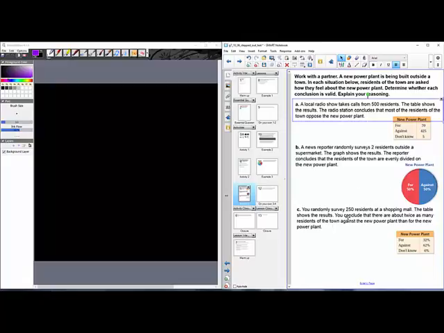And it says you randomly survey 250 residents at a shopping mall. The table shows the results, and that there are twice as many residents in town against the new power plant as for the new. Well, here's the thing again, 250 is a lot, and I like that. I think that's great. The problem, though, is we don't know where these people live in relation to the power plant. If the shopping mall is located right next to the power plant, they might not want it. So we have to know more information. But again, 250 people is a lot of people to survey.